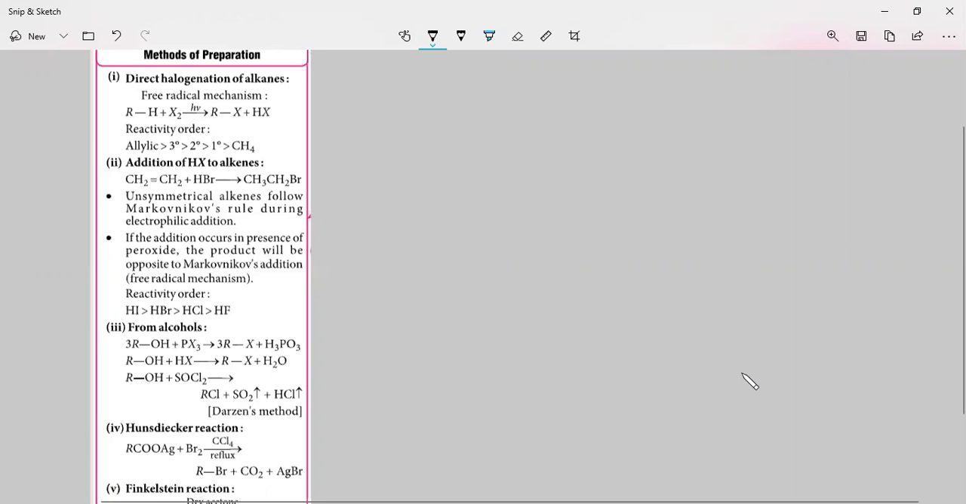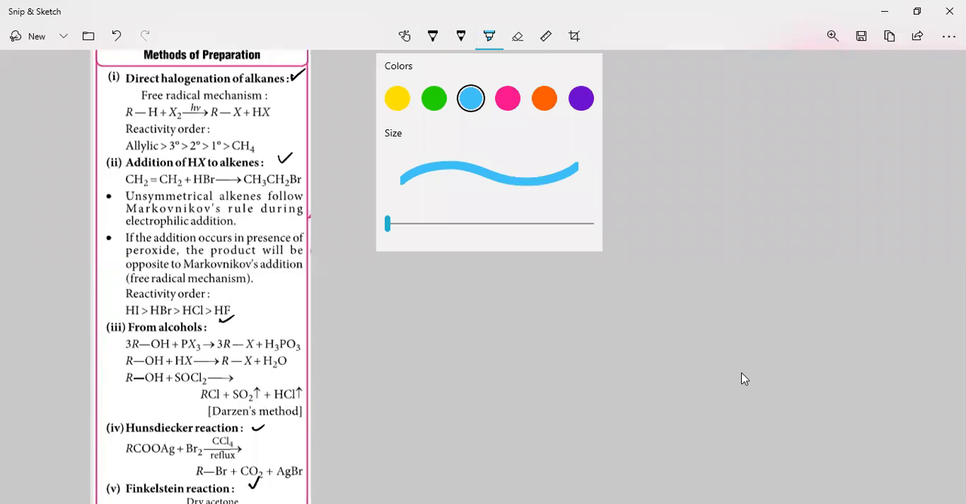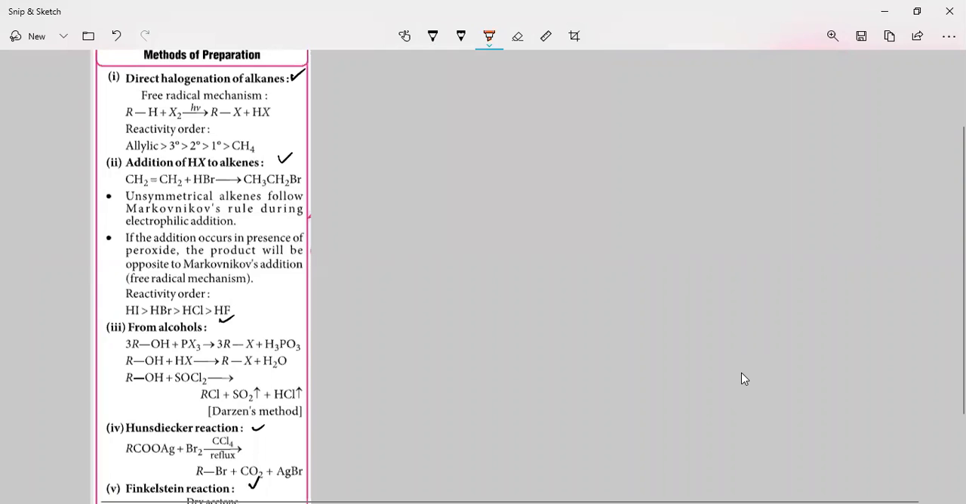These haloalkanes are prepared by, you can see I have listed 5 methods. One is direct halogenation of alkanes, addition of HX to alkenes, from alcohols, from Hunsdiecker reaction, and from Finkelstein reaction. By these 5 methods we can prepare the haloalkanes. Now let us go through the methods one by one. First, direct halogenation of alkanes.